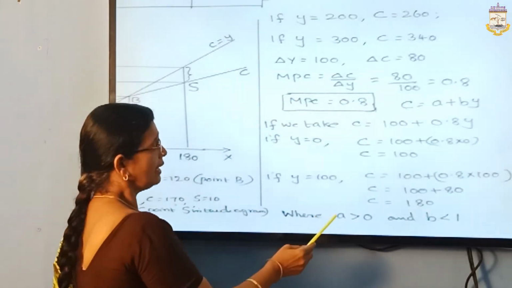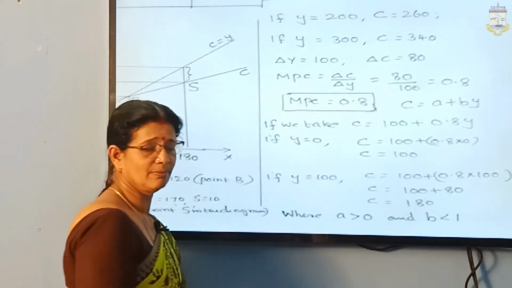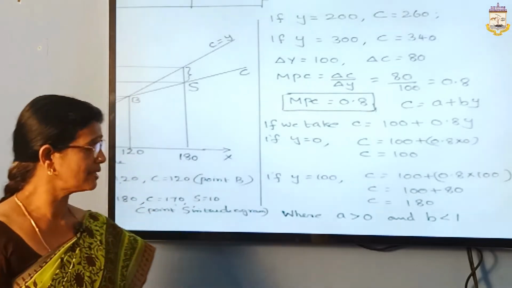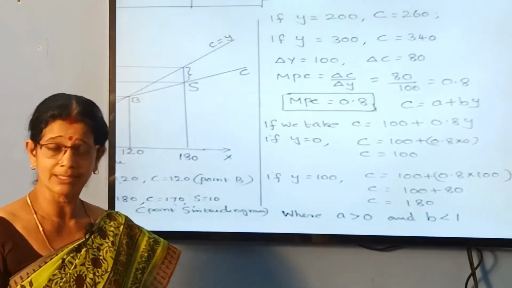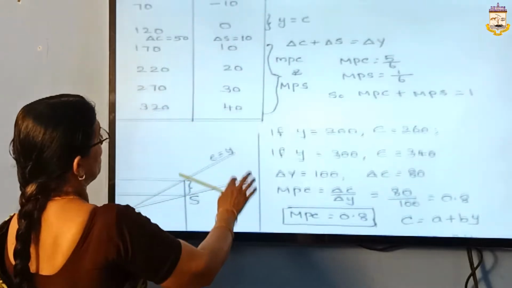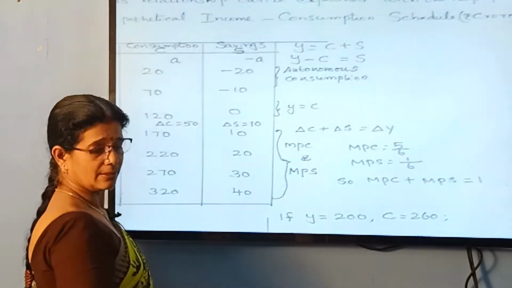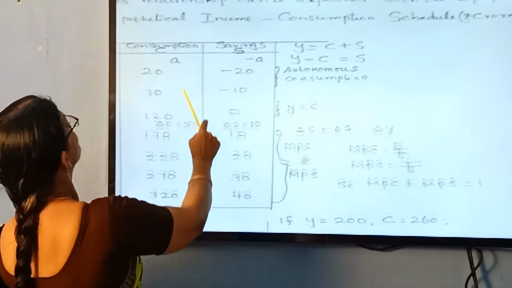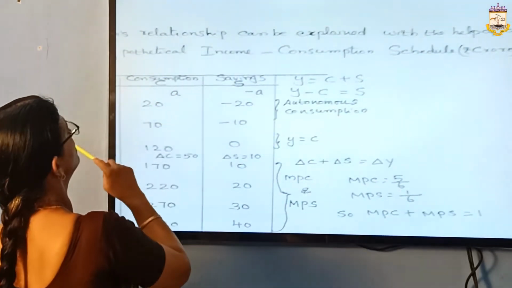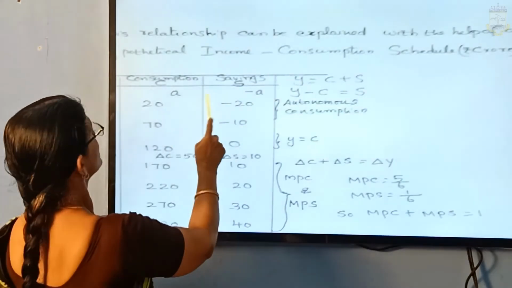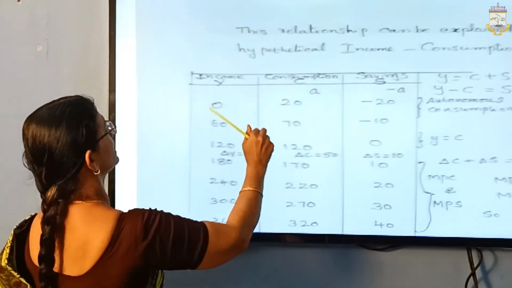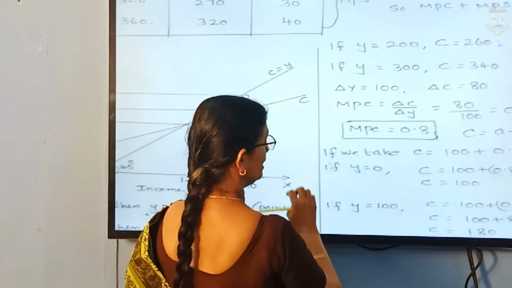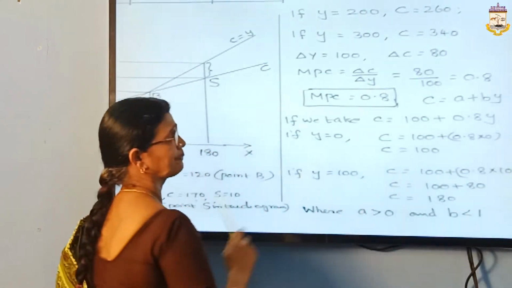Where A is greater than 0. What is A? Autonomous consumption. It is never 0. That is what we learn from this table: even when income is 0, consumption, autonomous consumption, is there. Autonomous consumption is 20. So always A is greater than 0.